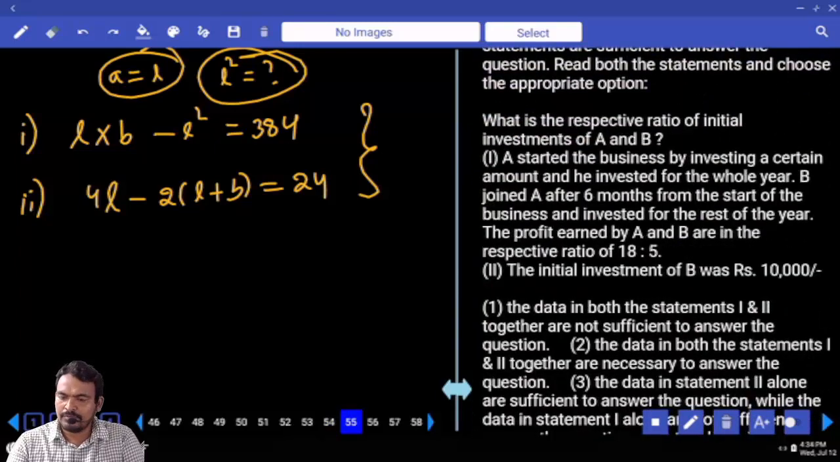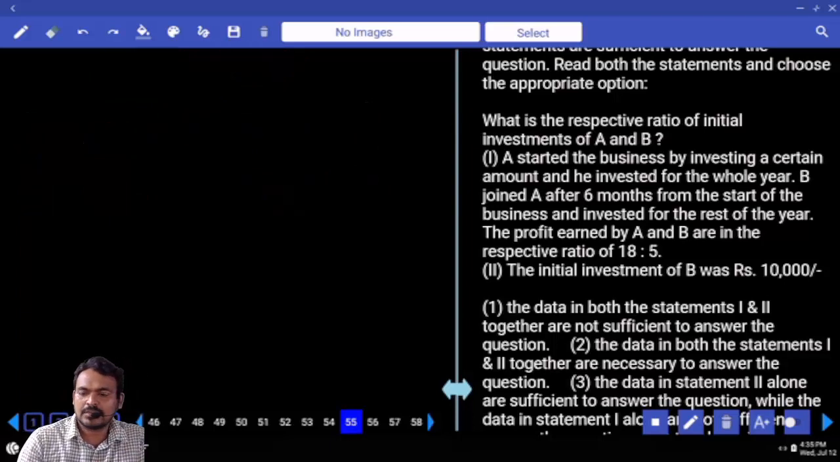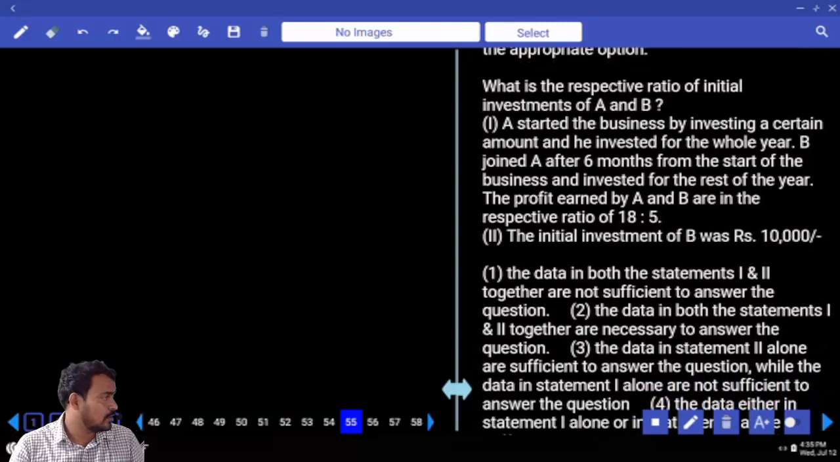Next question number 55. What is the ratio of the initial investments of A and B? We need the required initial investment ratio of A and B. What is the first statement? A started the business by investing a certain amount and he invested for the whole year. And B joined after 6 months from the start of the business and he invested for the rest of the year. The profit earned by A and B are in which ratio?